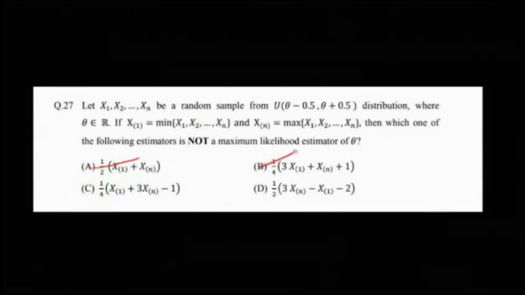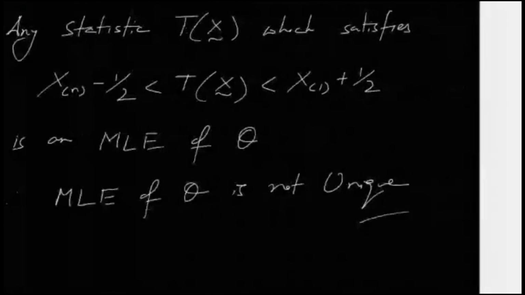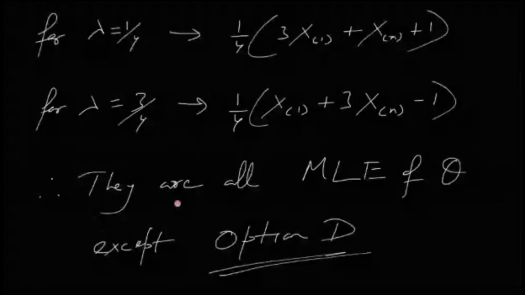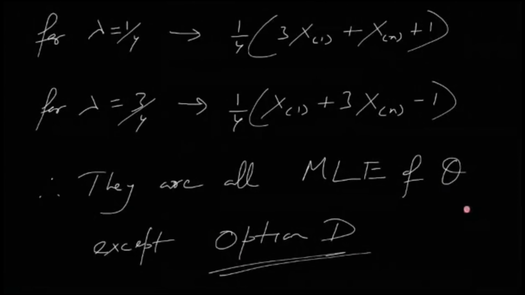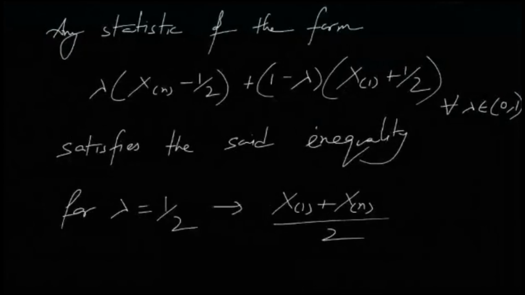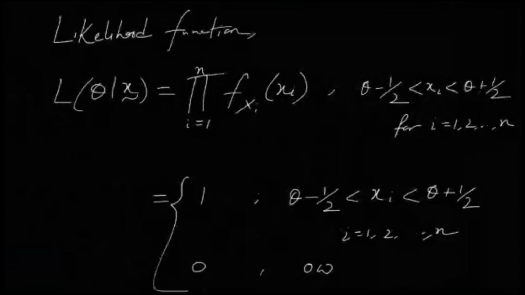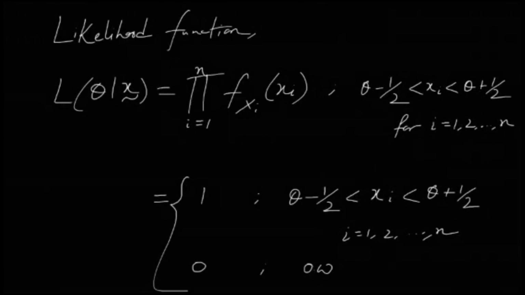So A, B, C are all MLEs. Therefore, option D is the statistic which is not an MLE of theta. They are all MLEs of theta except option D. So that's it, option D is our answer. It is a very easy problem actually. We just needed to find the MLE of theta, and after doing that, we just have to check which ones are the MLE and which ones are not. Very easy to prove, very easy to find out.